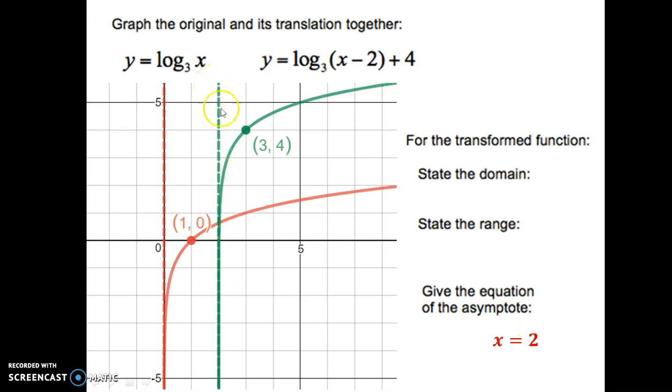All right, it asks for the asymptote of the transformed one. Here's the new graph. And what is the domain of the transformed one? Well, the domain, what x values? It doesn't pass this asymptote here. So the domain is x values greater than 2. And the range, well, this goes forever up and forever down, close to the asymptote. So the range is all real numbers.